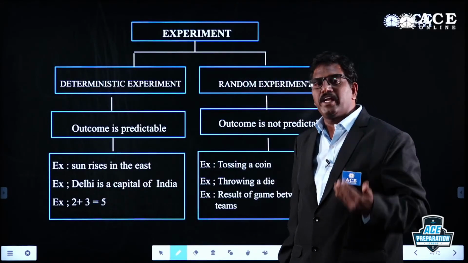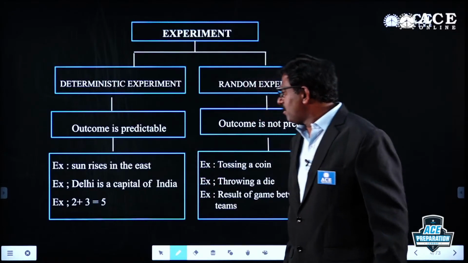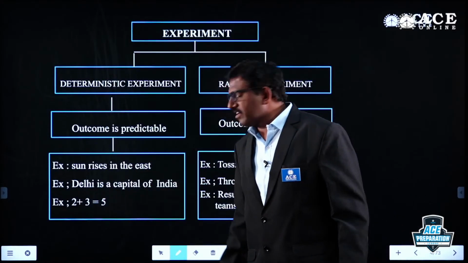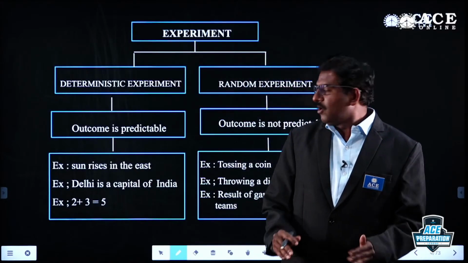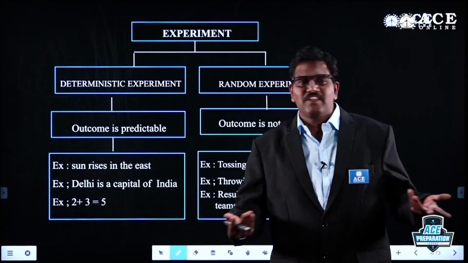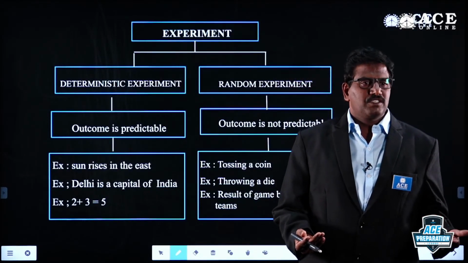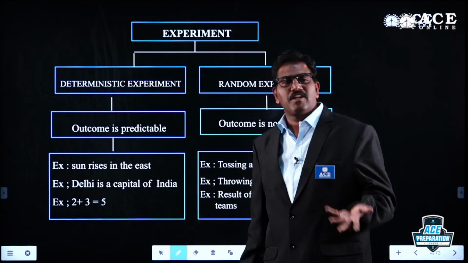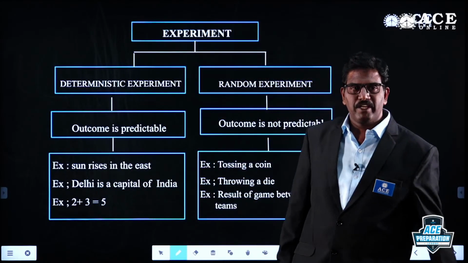That is predetermined. Delhi is the capital of India. Yes, this is also predetermined. 2 plus 3 is always equal to 5. If I ask the question, what is the chance of 2 plus 3 being equal to 5, again there is no meaning in this question. So the word chance is not required here, because all outcomes are very clear.